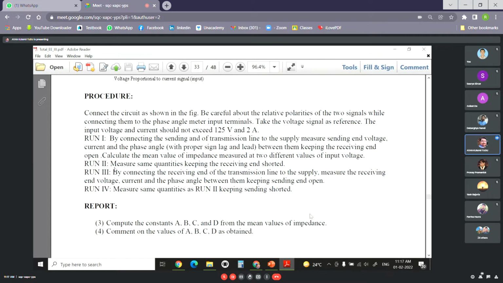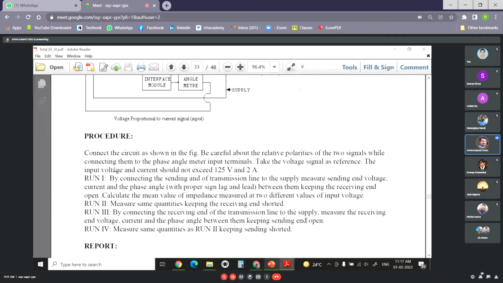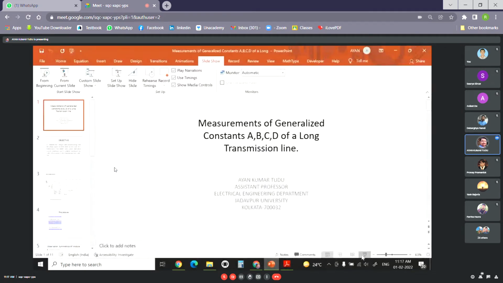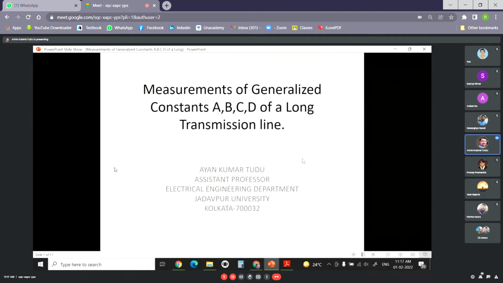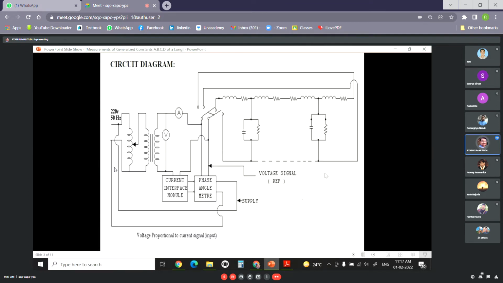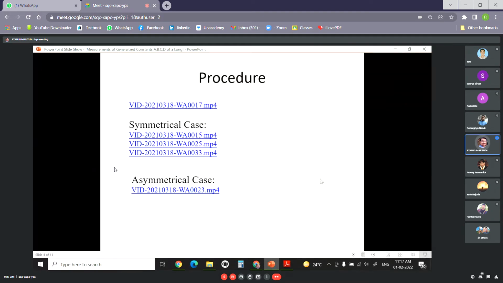Okay, so let us see then. This is our PPT. So yes, this was our objective. This is a circuit diagram. Okay, so let's start with the procedure. Okay, let us see the procedure.